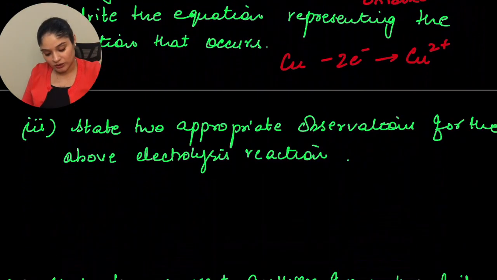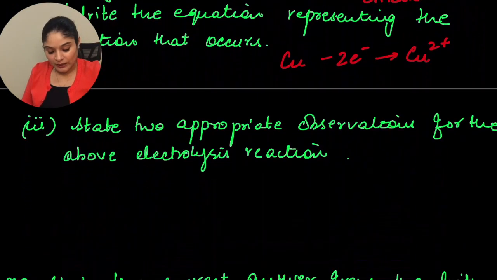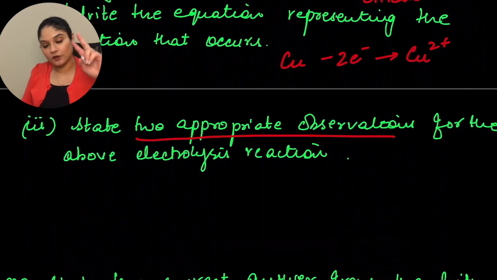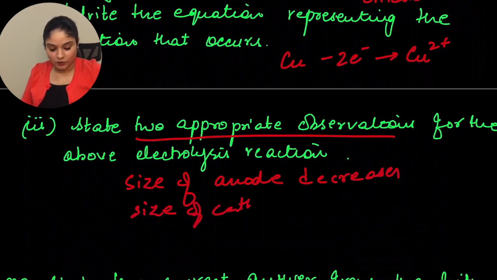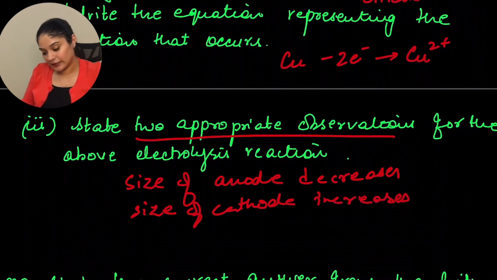So these are your three major observations. Depending on what the question is asking, you can mention that. They are asking two appropriate observations, so for two observations, you can give one for cathode, one for anode, and that is sufficient. So you can say size of anode decreases and size of cathode increases. These observations are sufficient. Let's move to the next one.